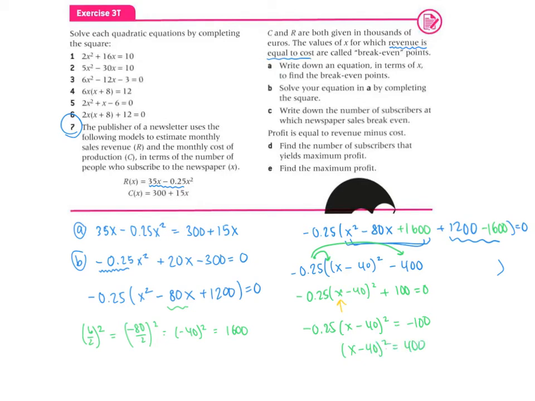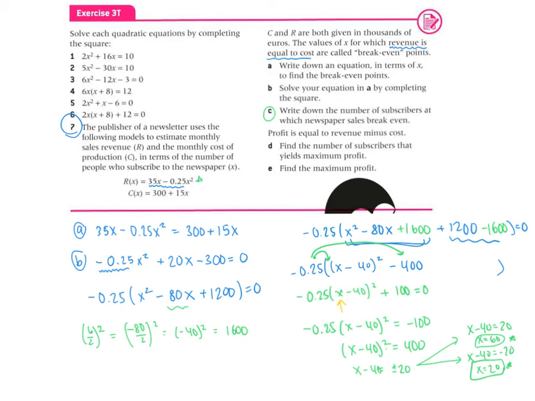Then to get rid of this square, I would have to take the square root. So I'd get x minus 40 equals plus or minus 20. So then I would have x minus 40 equals positive 20, and x minus 40 equals negative 20. And if I solve this, I get x equals 60 or x equals 20. Okay. So then for letter C, it says write down the number of subscribers at which newspaper sales break even. So these are the two break-even points. If they have 20 subscribers or 60 subscribers, that's when they break even.